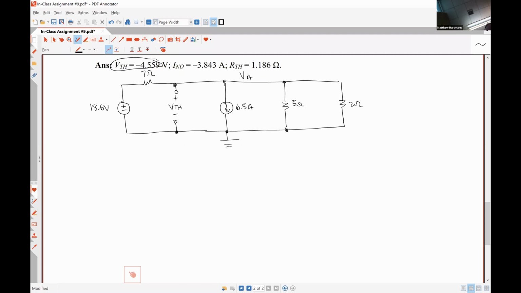So if we do KCL here, we would have VA minus 7 ohms over 18.6 volts. Oh, excuse me. No, that's so horrifyingly wrong, I'm embarrassed. VA minus 18.6 volts divided by 7 ohms plus 6.5 amps plus VA over 5 plus VA over 2 is equal to 0. One equation, one unknown. We can solve that pretty easily.